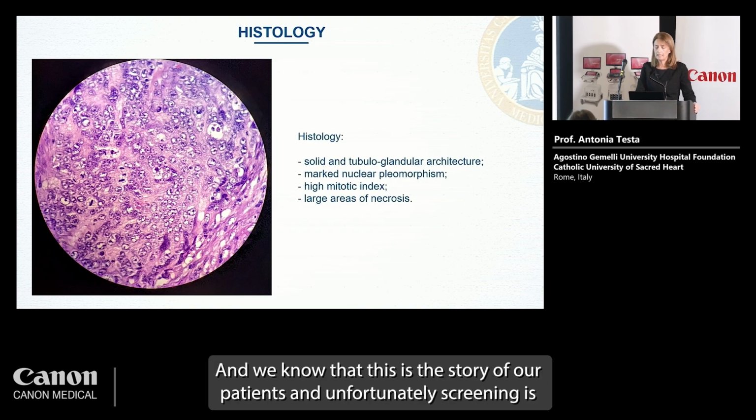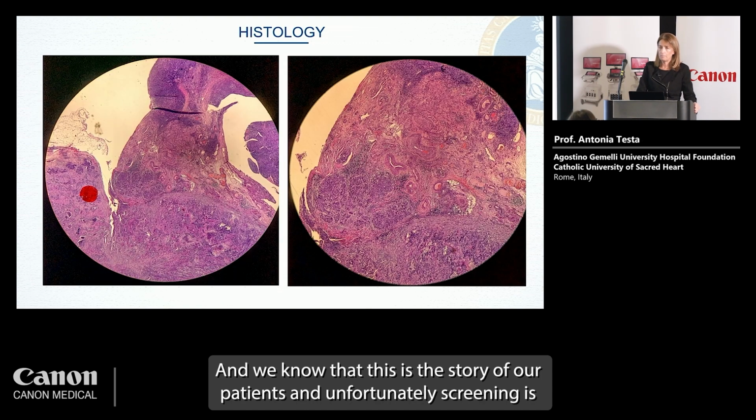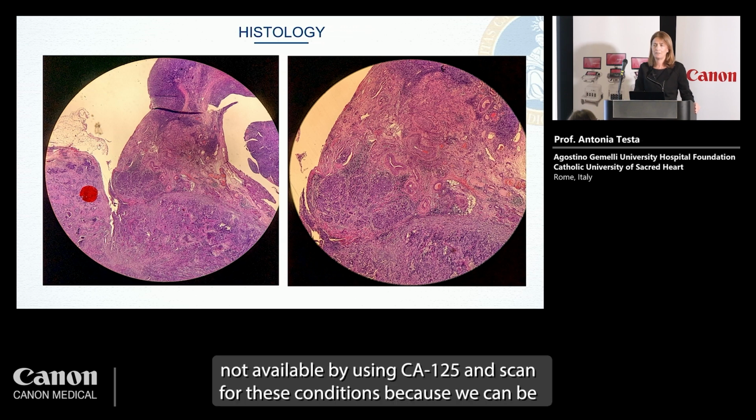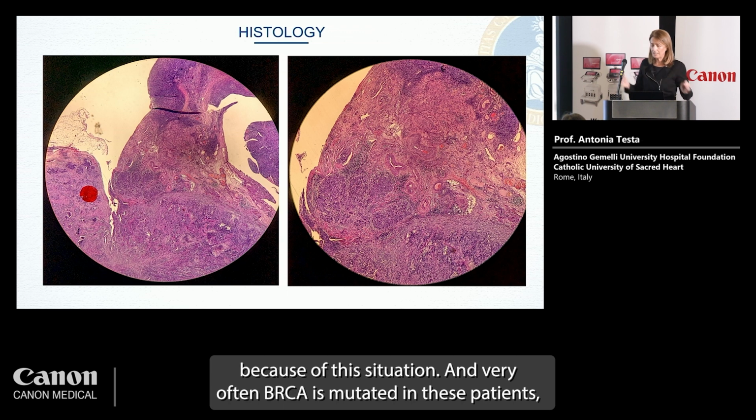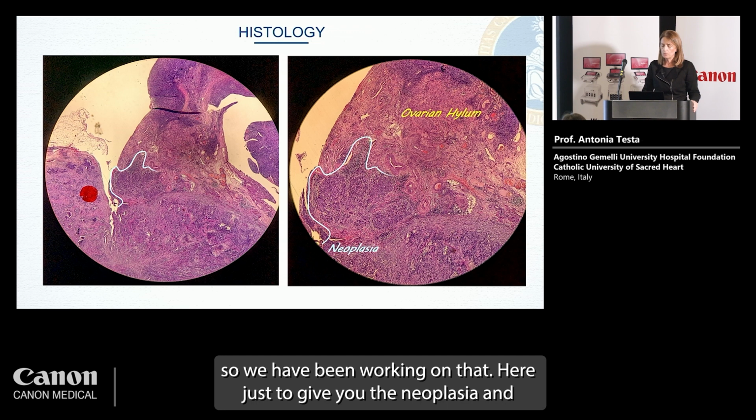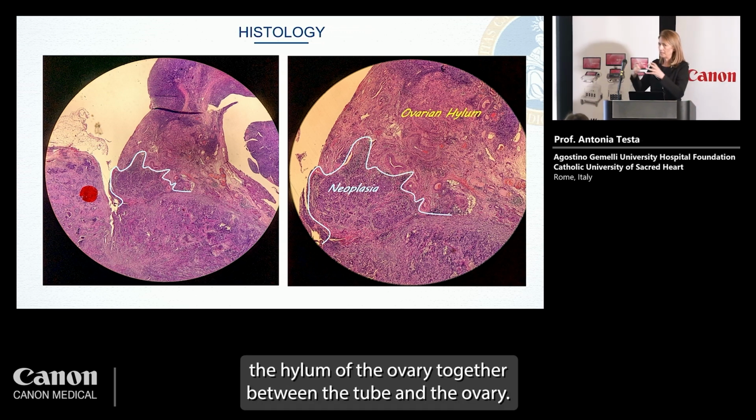And we know that this is the story of our patients, and unfortunately, screening is not available by using CA125 and ultrasound scan for these conditions, because we can be in presence of normal ovaries today, and in 6 months, we can find carcinomatosis because of this situation. And very often, BRCA is mutated in these patients. So we have been working on that here just to give you the neoplasia and the hilum of the ovary together between the tube and the ovary.